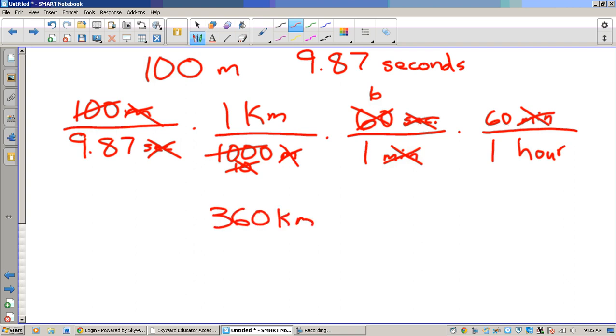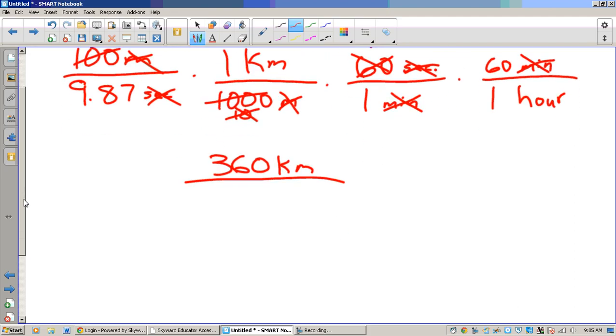kilometers over 9.87 times 1 times 1 times 1 over 9.87 hours. That's a crazy number. So what this is saying is this guy can run 360 kilometers in 9.87 hours. That's if he was running at his full speed and didn't slow down. We know that a sprinter can't do that.